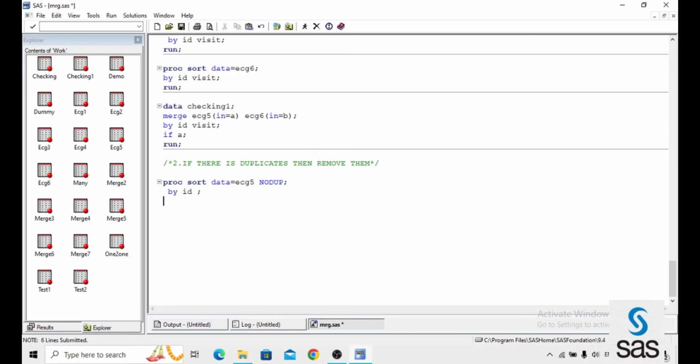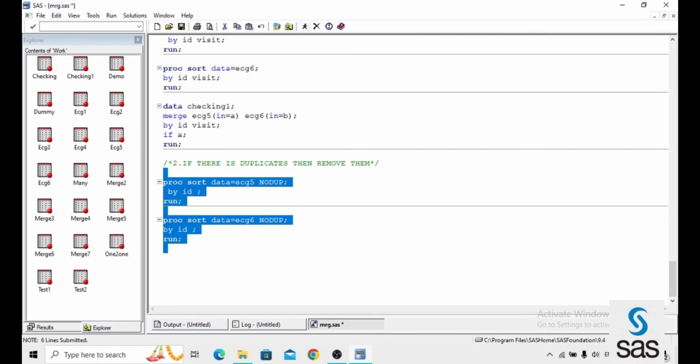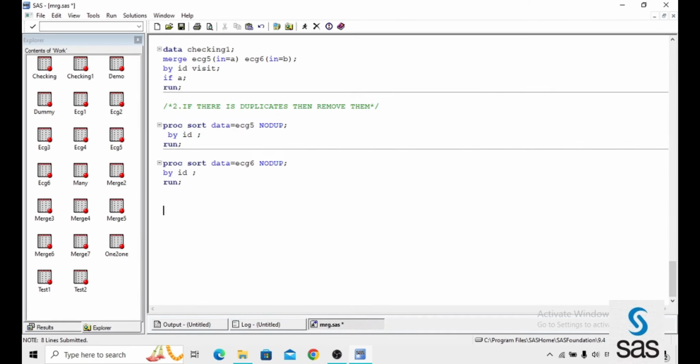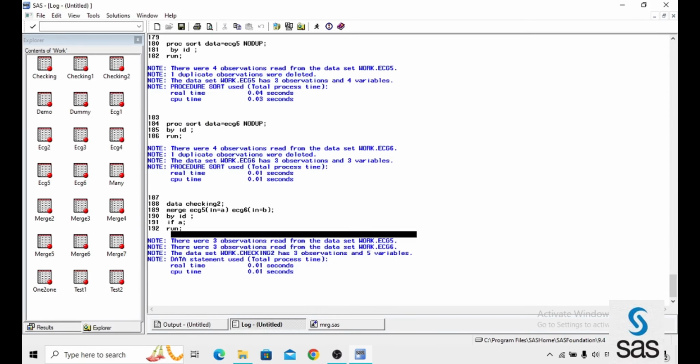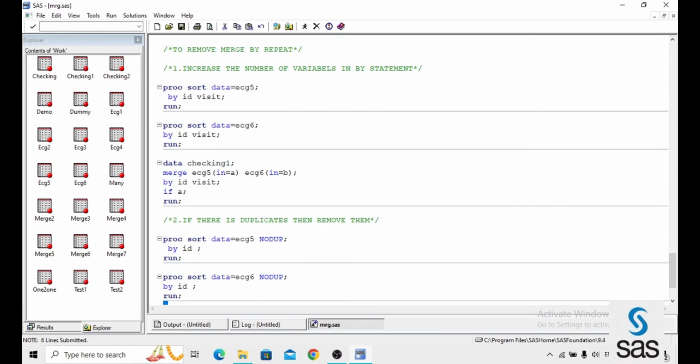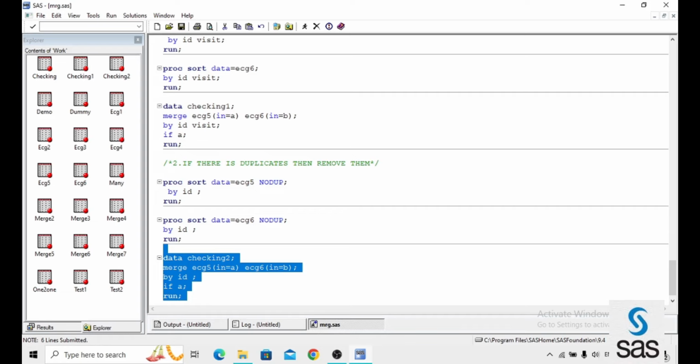Now we are removing the duplicates here by ID only. And the next one, ECG6, NODUP, by ID, and run. I am just removing the duplicates from both. Okay, yeah, one duplicate is removed and one duplicate is deleted. Now I am doing merging. Taking checking2, merge ECG5 and ECG6 by ID, and run. Now I am running this checking2. Like this, we can remove the merge by repeat by increasing the number of variables in the by statement or removing duplicates from the data sets.